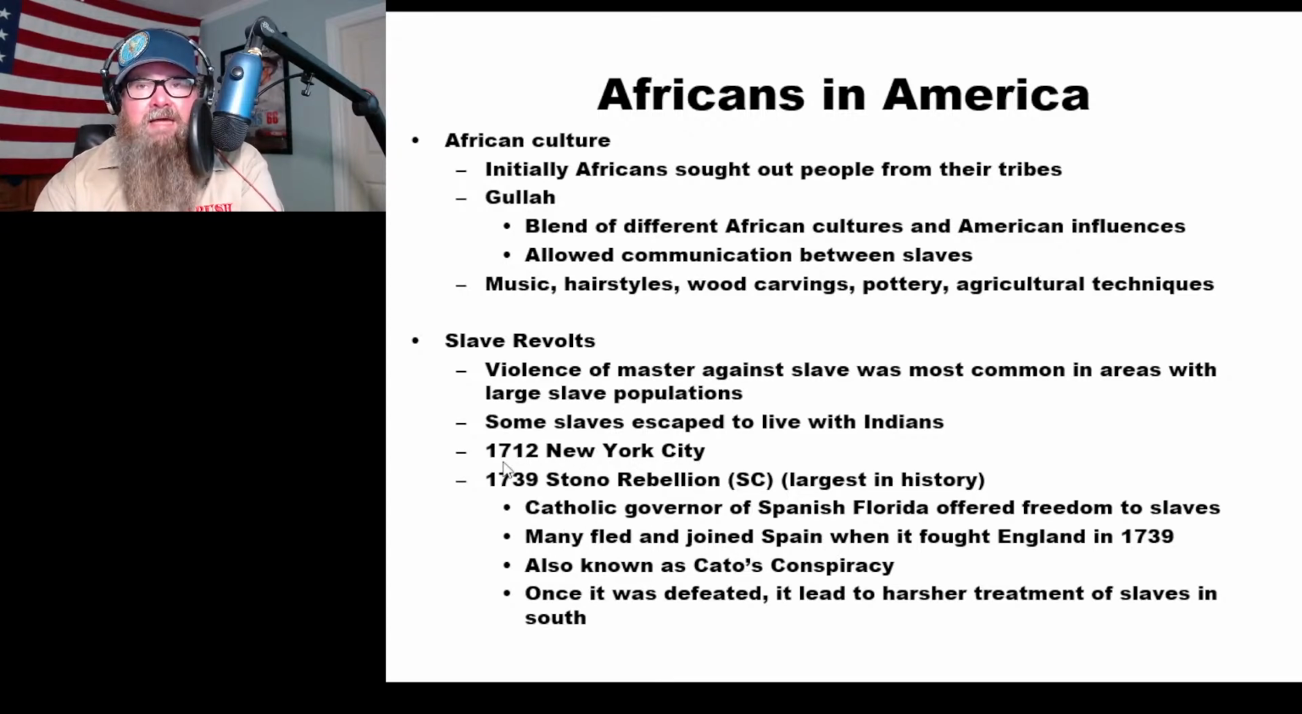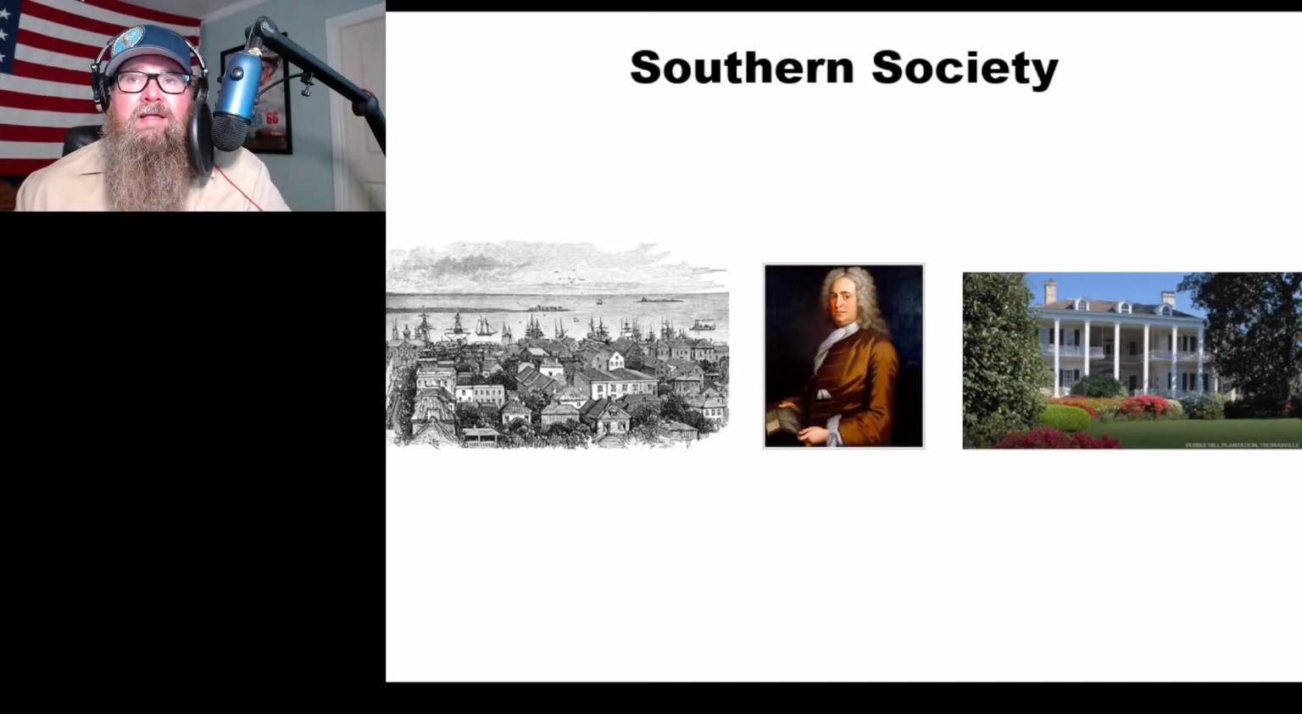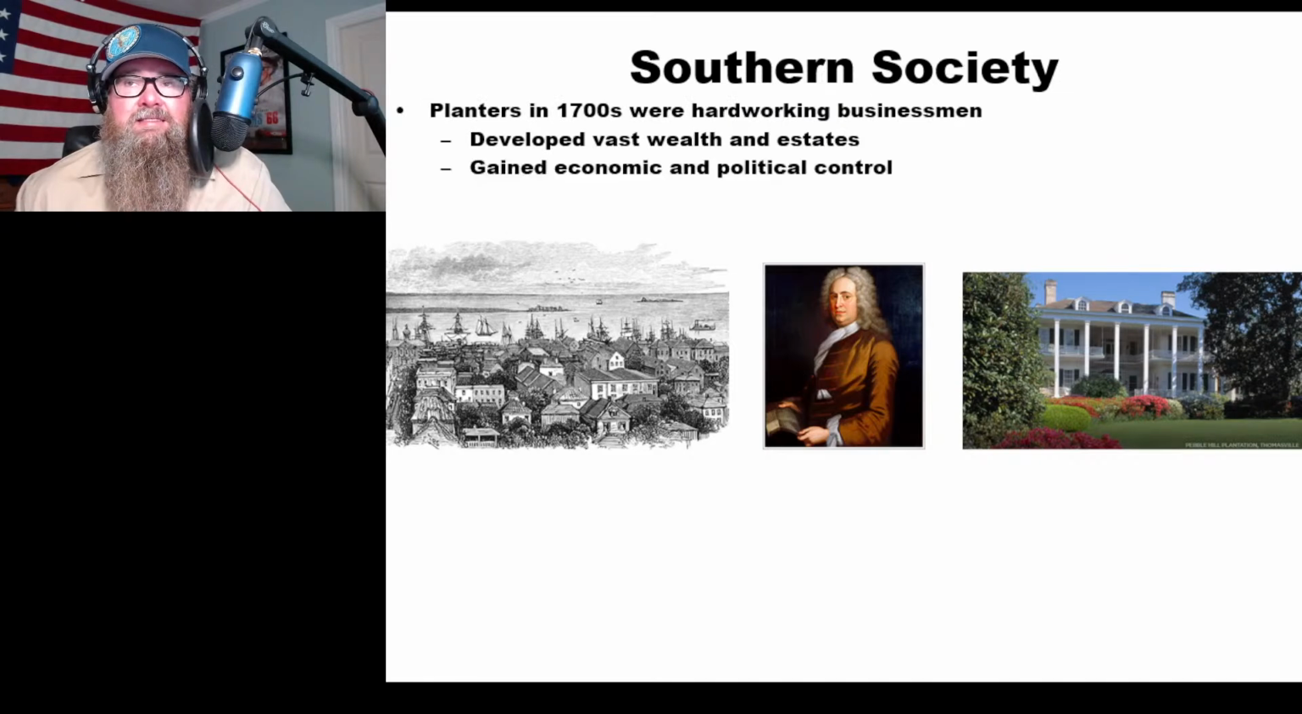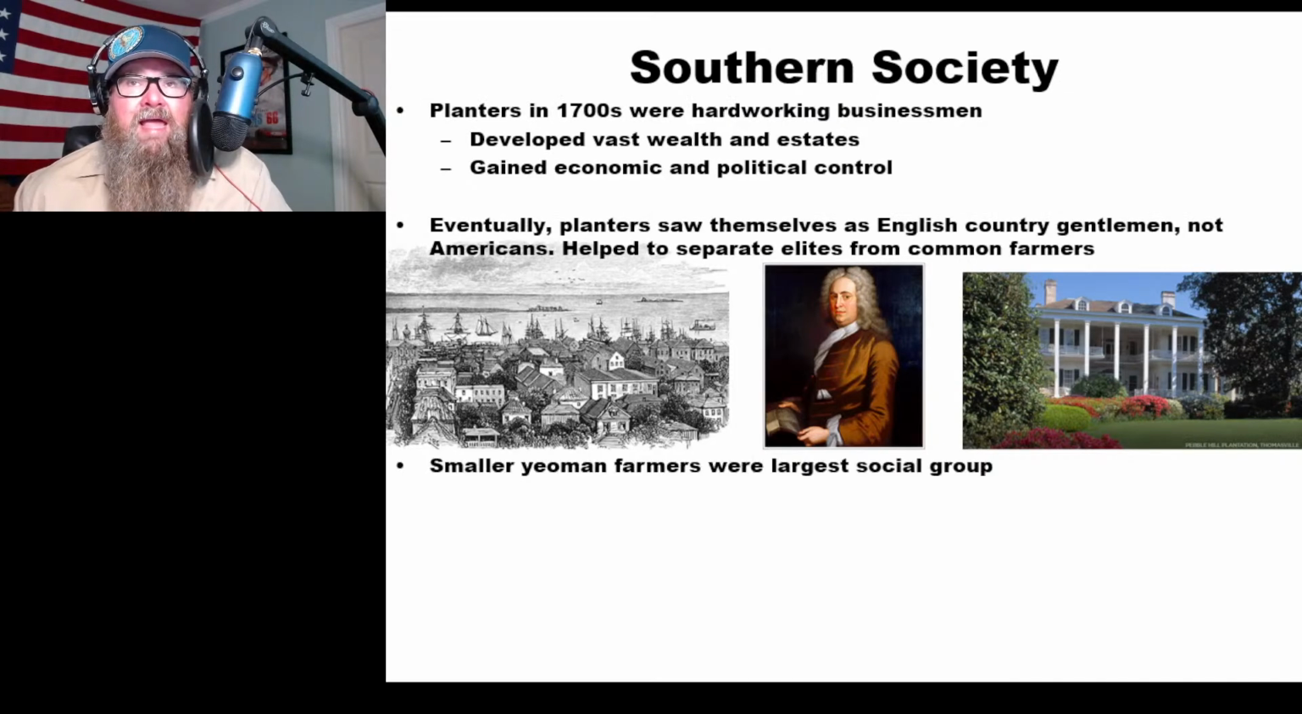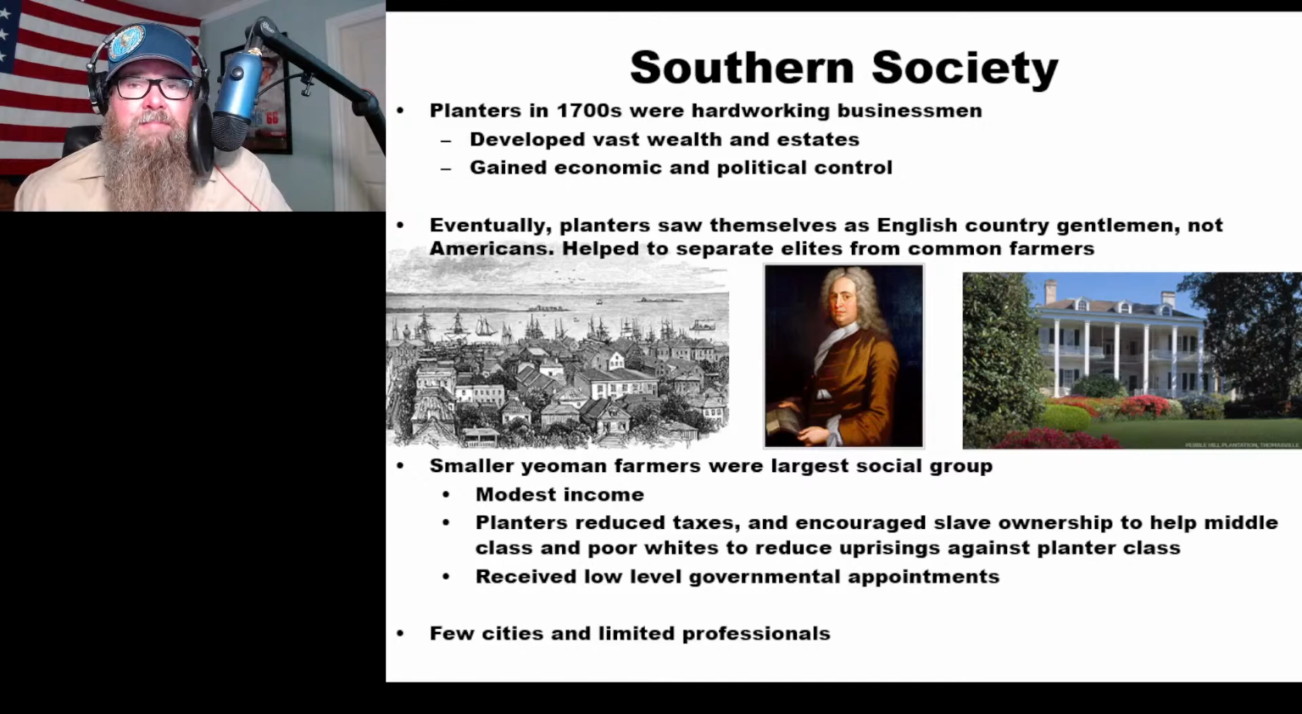And yeah, some slaves, you see, would try and escape, and the Native Americans would let them live with them. And that's going to be a thing too with Andrew Jackson. We'll get to him in due time. So, what else have we got here? Southern society. So we have these curly-tailed guys, and these planters. These were the people who made the money, who made the decisions, who made everything in the South.